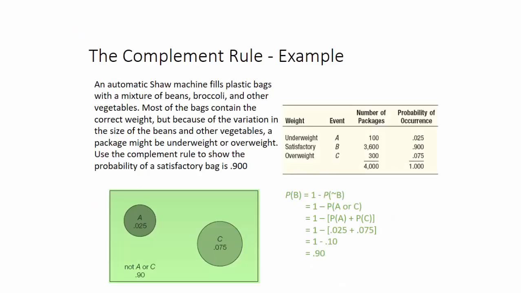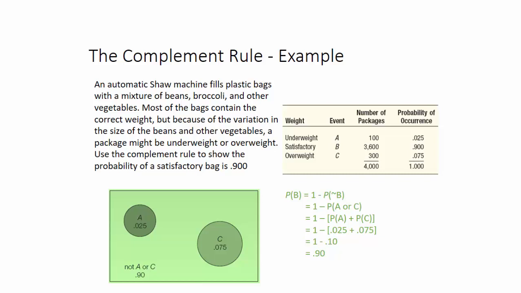Let's try to understand complement a little more in detail with collective data. Now here's a table which lists the categorization of the weights of a product: underweight, satisfactory, or overweight. We denote these events as A, B, and C. The number of packages which fall under each category is given in frequency: 100 of them fall under underweight, 3,600 satisfactory, 300 overweight, totaling about 4,000 packages.